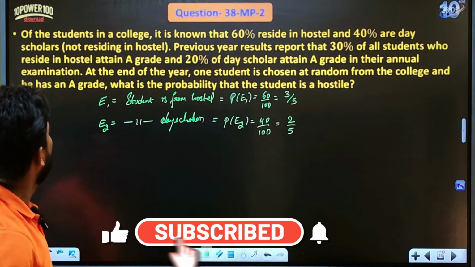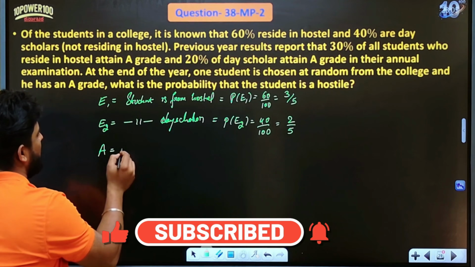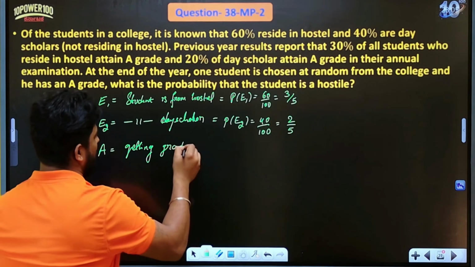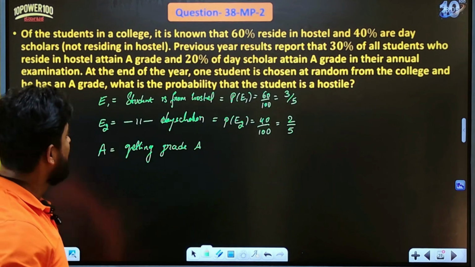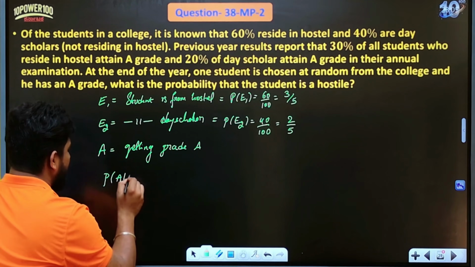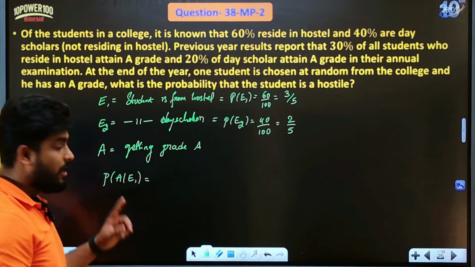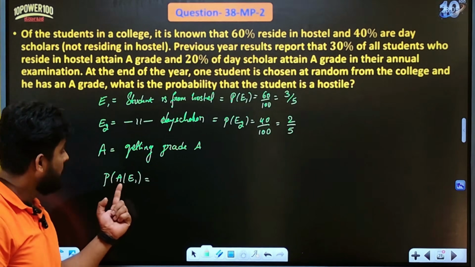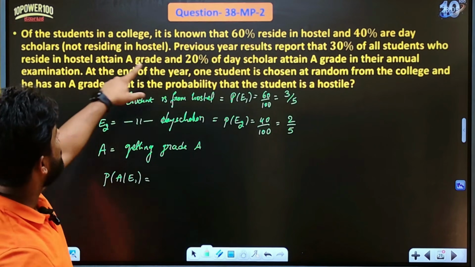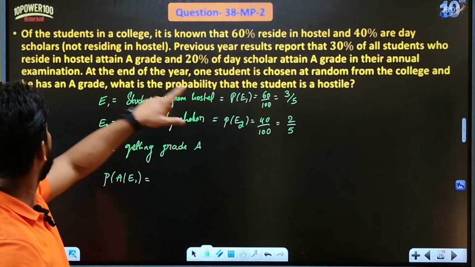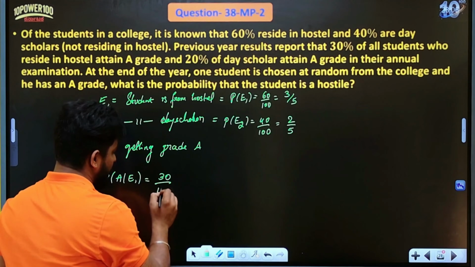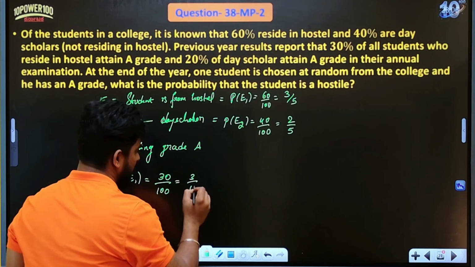2/5. Okay. Next, one more event they are talking about, getting grade A. Okay, this is the third event. Now let us do probability of A given E1. A given E1 means probability of getting grade A given that the student is a hosteller. Look here, previous years' result reports that 30% of the students who reside in hostel attain grade A. So it is 30%, right? So 30/100, that is nothing but 3/10.